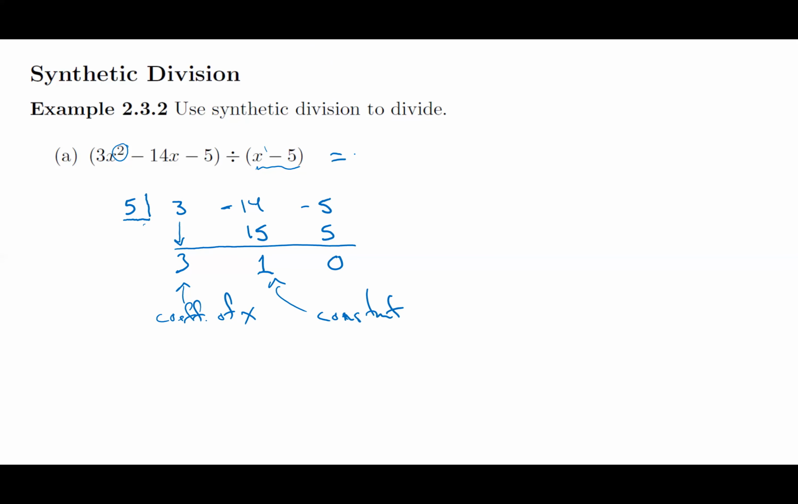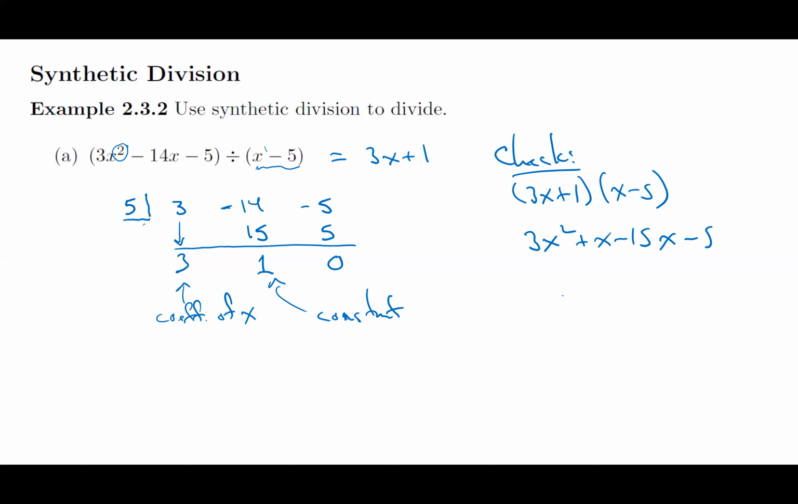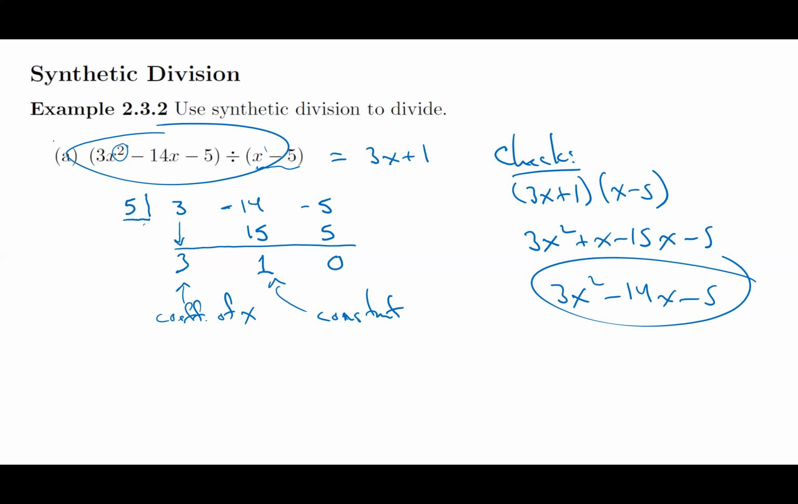And so what does this equal? Oh, 3x plus 1. Of course, we could check it. Check all these. 3x plus 1 times x minus 5. Well, 3x squared plus x minus 15x minus 5. What do you know? You get exactly what we were supposed to get. Okay?